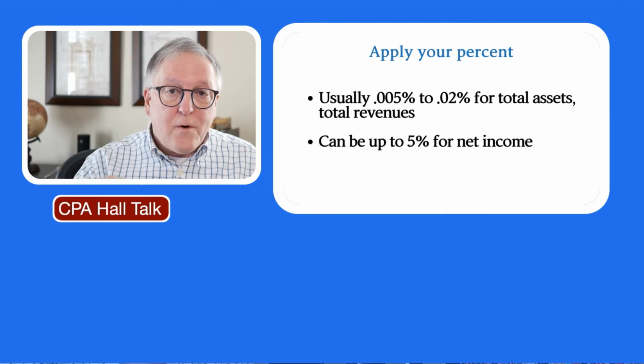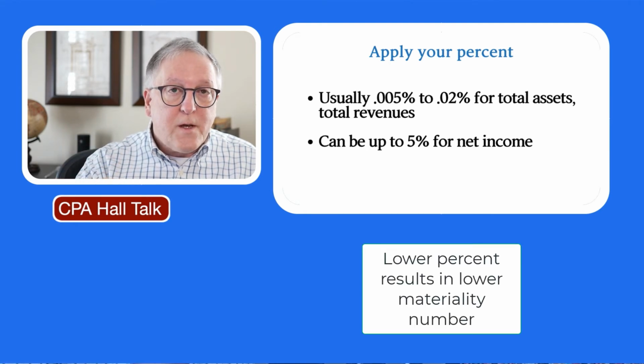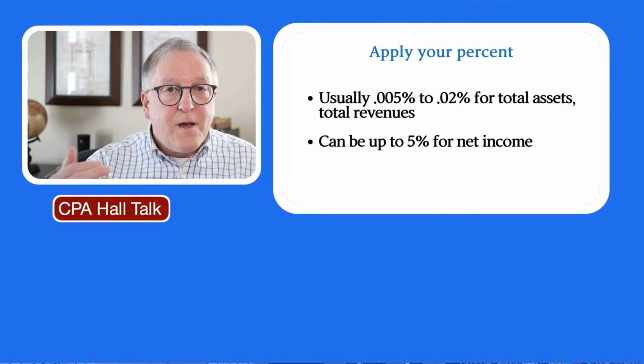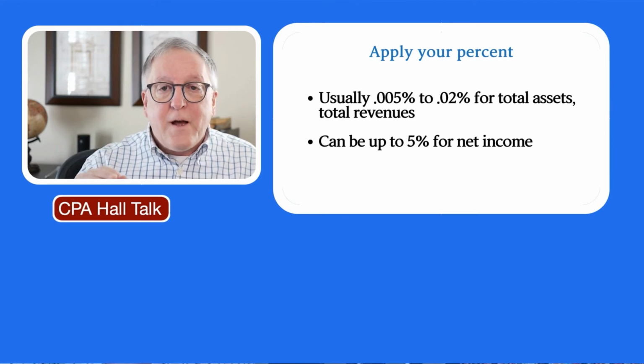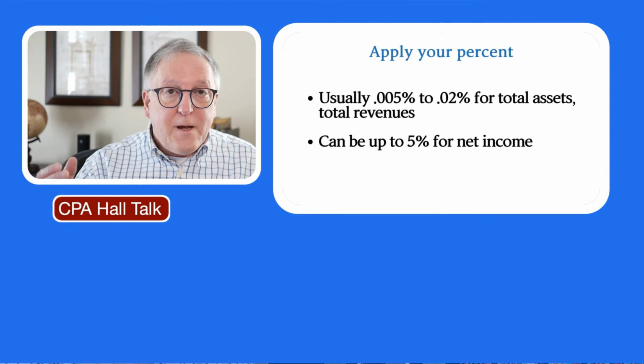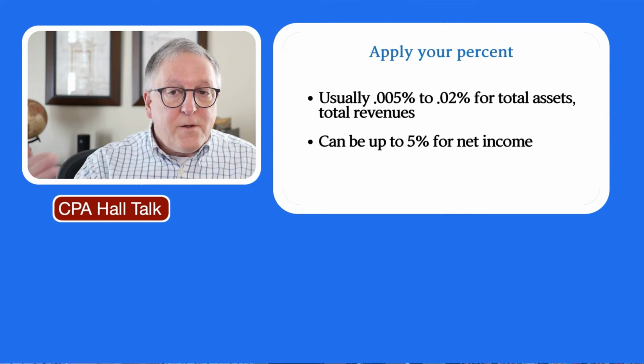Of course, the lower your factor, the lower the percent used, the lower your materiality number is, which means you've got to do more work. And so don't bring materiality down lower than it should be, because you're going to have to do more work. Now, if the entity has a high risk of material misstatement, by all means bring it down. You must bring it down. But if the risk is not there, then using that higher percent will save you time in performing the audit.